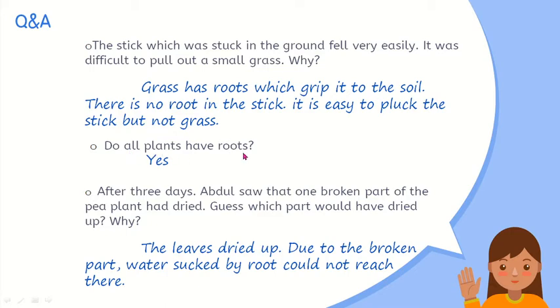Do all plants have roots? Yes, all plants have roots. After 3 days, Abdul saw that one broken part of the pea plant had dried. Guess which part would have dried up? Why? The leaves dried up. Due to the broken part, water sucked by the root could not reach there, so they dried.